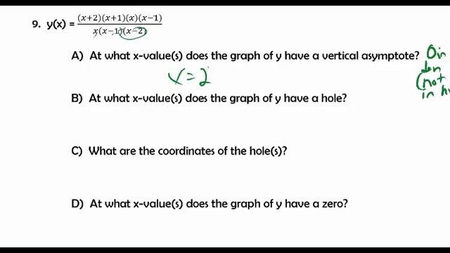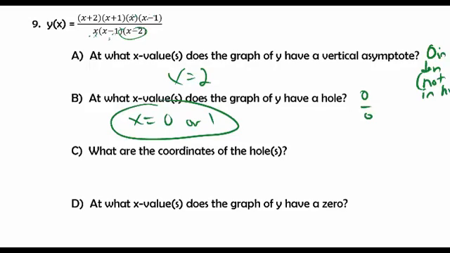A hole will happen when you get 0 over 0. That happens when x is 0, because both of these factors would be 0 in the top and the bottom, or when x is 1, because that would make the x minus 1 factors both 0.